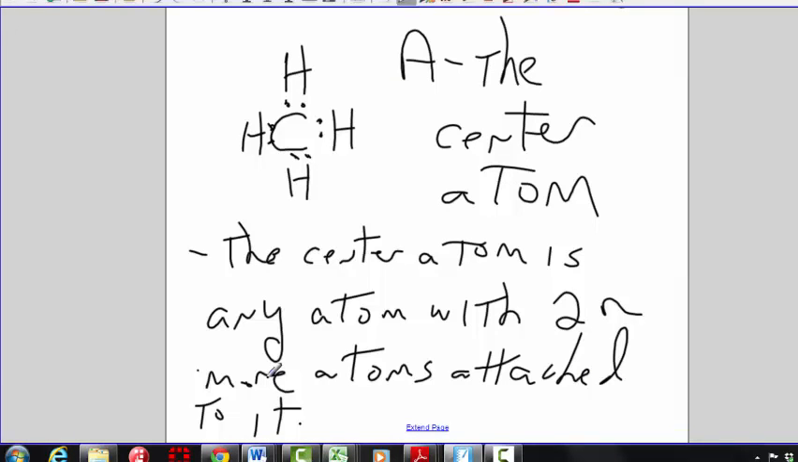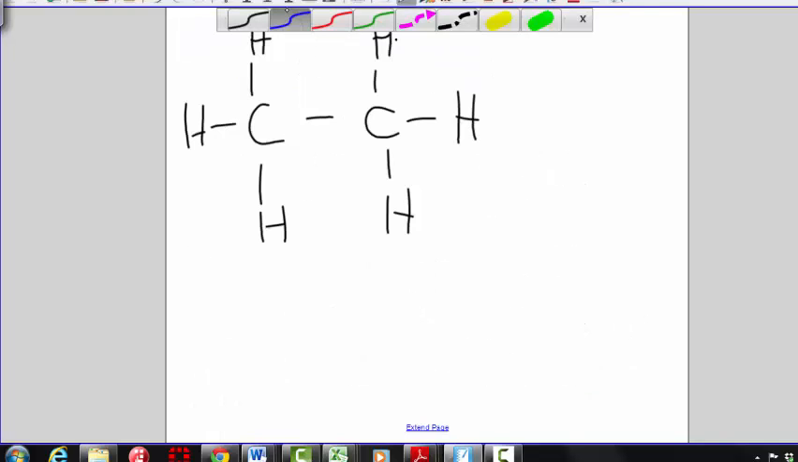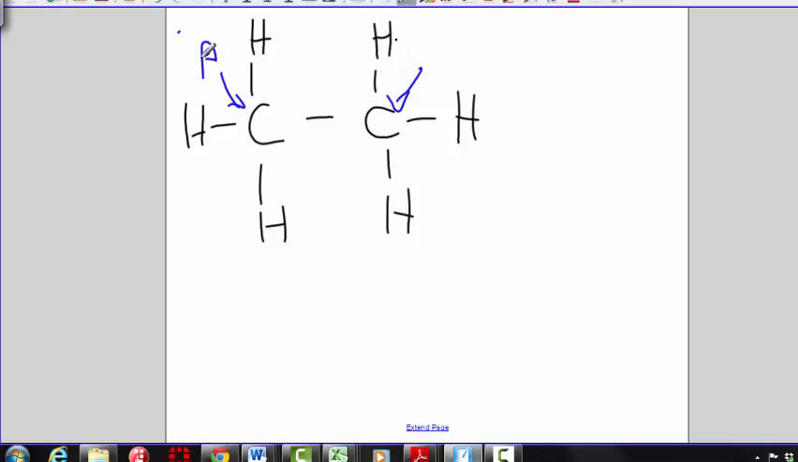So in my example here, carbon is the center atom. These hydrogens are not center atoms because they only have one thing attached to them. If I have a slightly more complicated molecule, like this, then there's two center atoms. There and there. Both carbons are center atoms, and there would be a shape around each carbon.